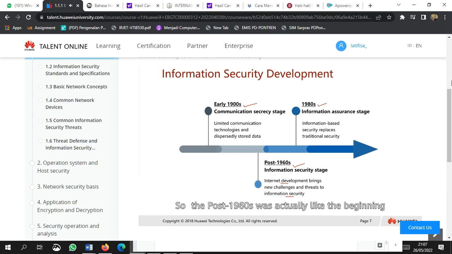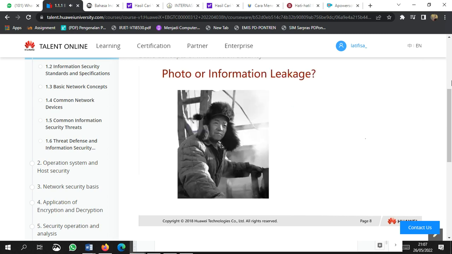Okay. So the 60s is like the beginning, right? The 80s is like the age where people started to become aware of the importance of digital information. And you can see that during this time, the 80s is the time where people looked very seriously into implementing information security. So this is the time where we slowly replaced the traditional security.